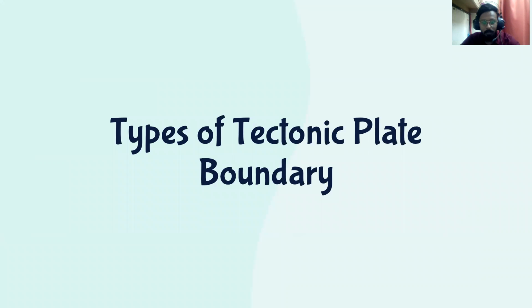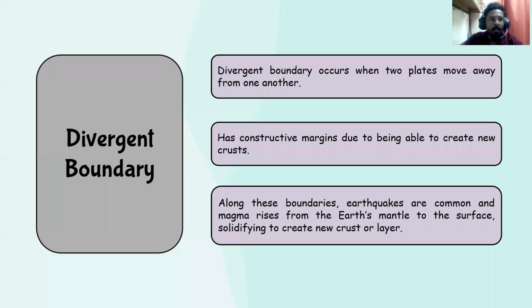So moving into the types of tectonic plate boundaries. The first type is the divergent boundary. A divergent boundary occurs when two plates move away from one another. Divergent boundaries have constructive margins due to being able to create new crust. Along these boundaries, earthquakes are common, and magma rises from the Earth's mantle to the surface, solidifying to create new crust or layer.